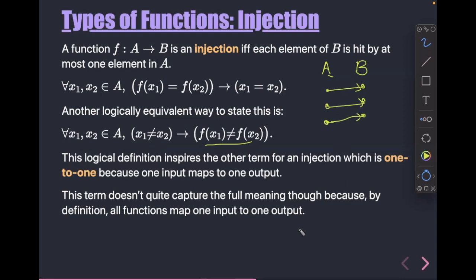And so, by definition, all functions map one input to one output. That's why I don't love this term "one to one." I think it's a little more nuanced than that. So that's why I tend to use the term injection.